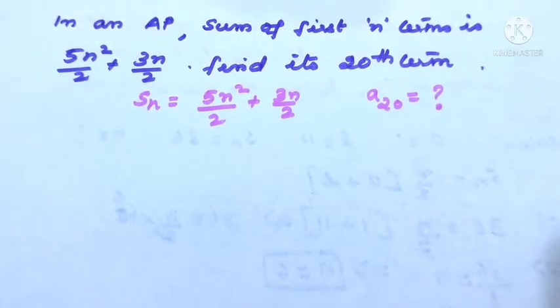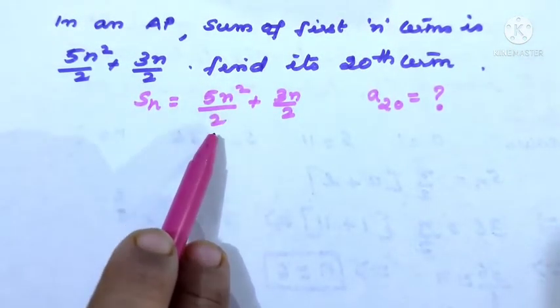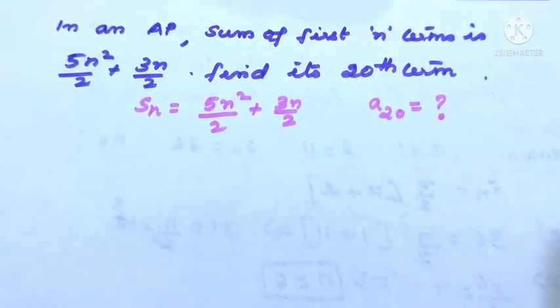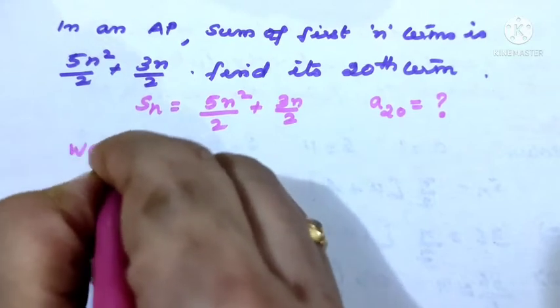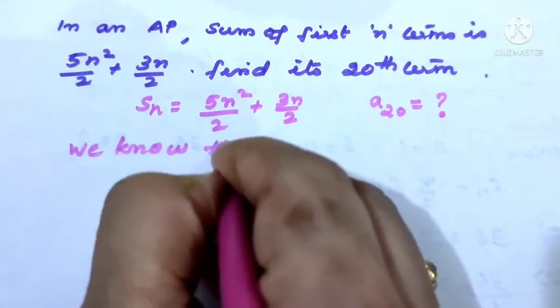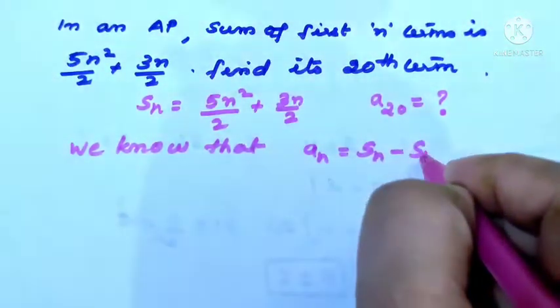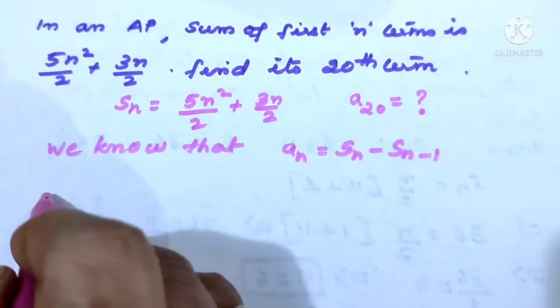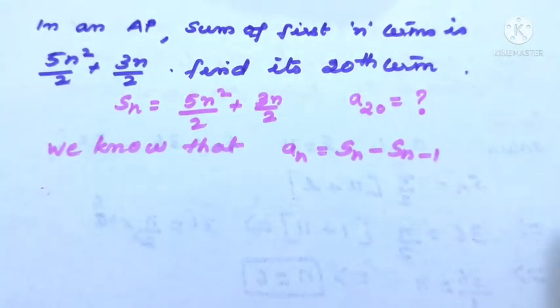Now you can go through the question, you can clearly follow this one. Sn is given as 5n square by 2 plus 3n by 2. Now A20 is asked. So we know the formula for An. What is the formula? Sn minus Sn minus 1 only. So I'll write here, we know that An equal to Sn minus Sn minus 1. Therefore, A20 means S20 minus S19.